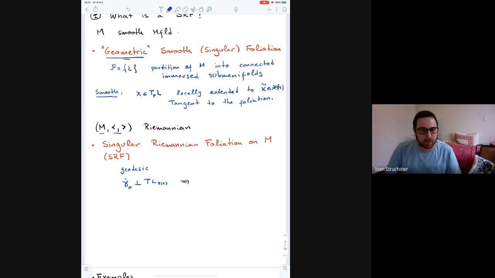then it's perpendicular at all times to all leaves it meets. So gamma(t) will be perpendicular to the leaf through gamma(t). So if it's perpendicular to one leaf, it's perpendicular to all of the leaves. That's what a Riemannian foliation is.